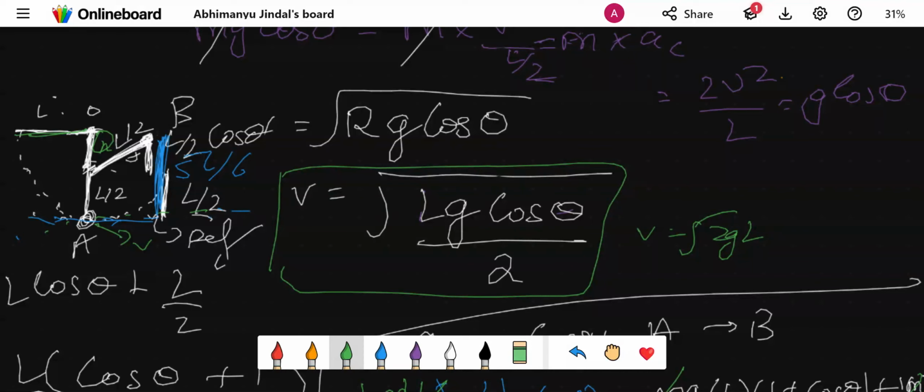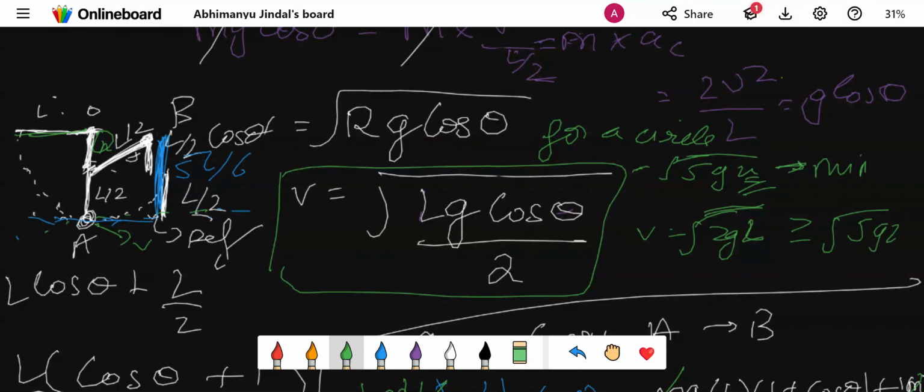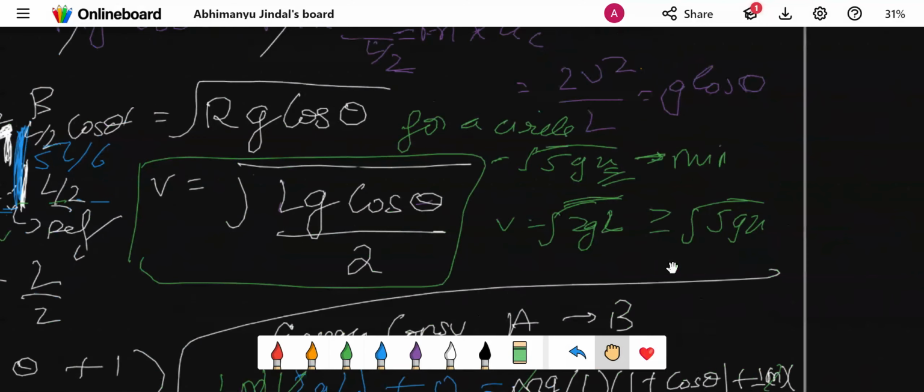And one concept here is that for a circle, remember this, root 5gx, where x is the radius, is the minimum velocity required to complete a full circle. Root 2gl is the velocity which we got after energy conservation. So I can say when root 2gl is greater than or equal to root 5gx, then it is possible for us to complete the circle. Now because it's a minimum case, I can just say equals.